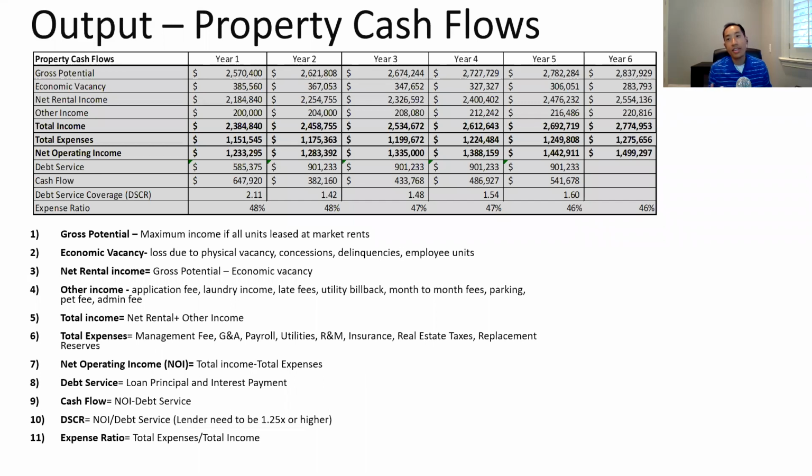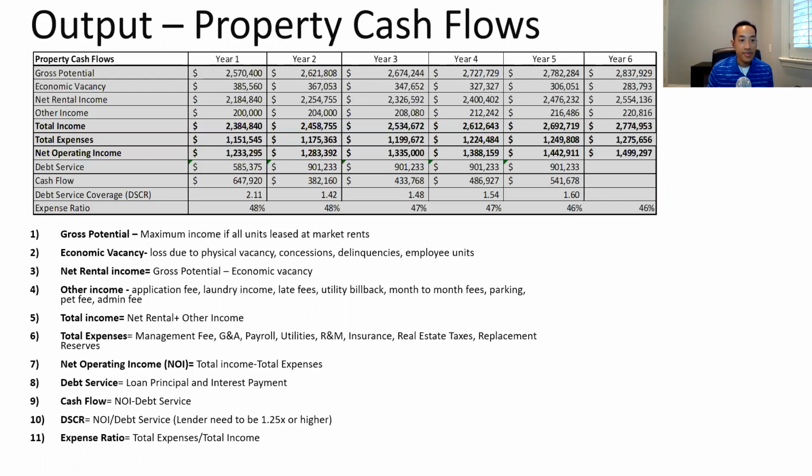So let's jump into the outputs, right? So we'll talk about, based on all the inputs, this is what your property cash flow is going to look like. Gross potential, this is the top line. That's going to be if all the units were leased at market rent, but obviously that's not going to be the case. There's always going to be turnover. There's always going to be concessions, delinquency. So we subtract out the economic vacancy, we burn that down to about 10% over the 5 years, and then we hit that net rental income, and then we add in other income to get to total income, and then we subtract total expenses there.